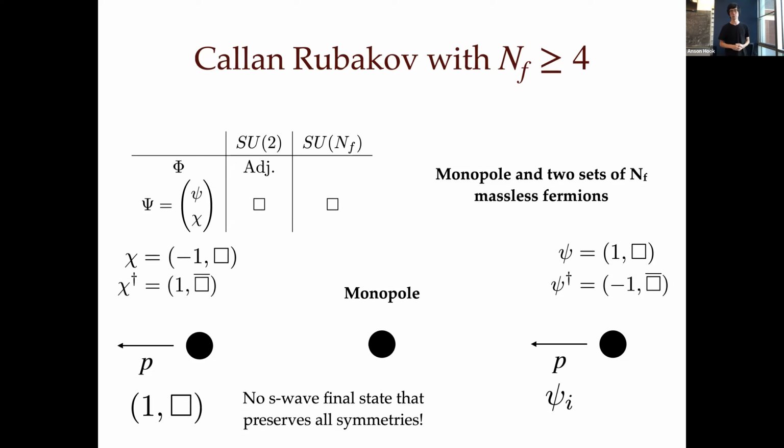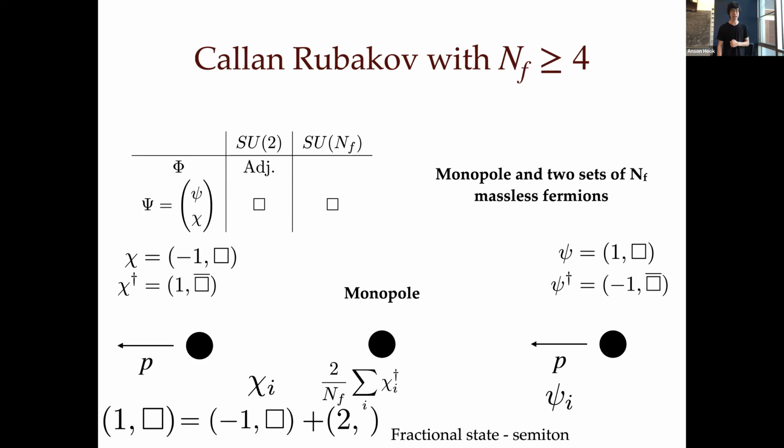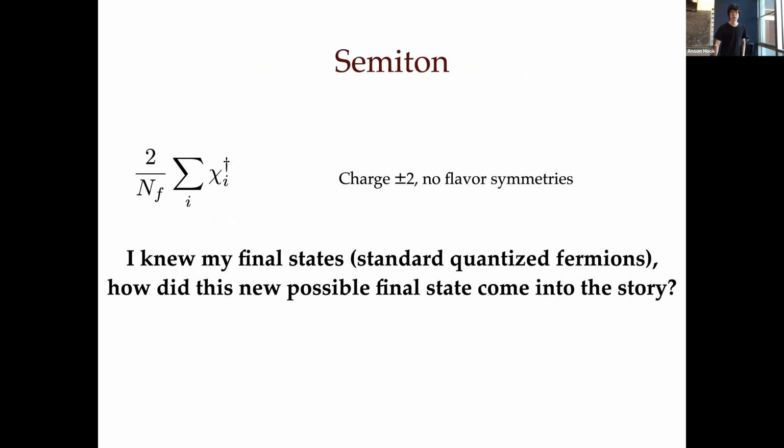And so when Callan did this, at first he got very confused and did crazy things like postulating non-conservation of electric charge, which obviously we all know nowadays can't be the case. So one of the things people have done was notice that this looks like you have a chi particle plus some charge 2 state. People sometimes call this charge 2 state some 2 over NF sum of all the fermions. Either way, for me, it's just a charge 2 state in the S wave with no flavor symmetries. This is what's sometimes called the semiton state.